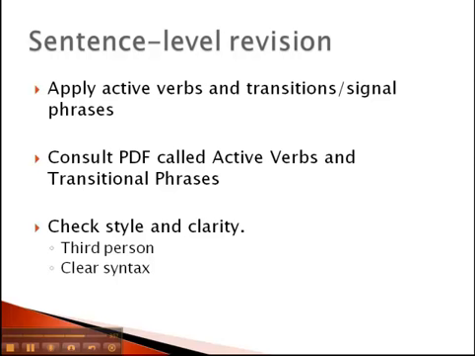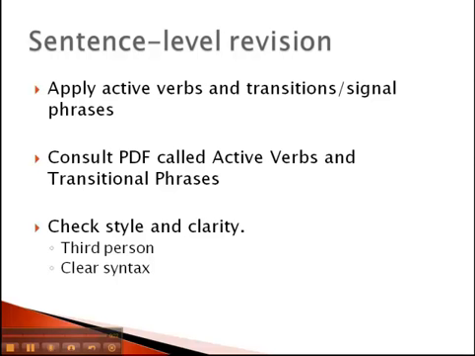There are several things you need to consider during the sentence level revision process. The first and most important are applying appropriate active verbs and transitions. You'll need to know the author or distributor of the article so that you can attribute ideas to that person or organization. If the article is written by Jane Know-It-All, then your transitions would include phrases like Know-It-All suggests, states, proposes, or discusses that, or according to Know-It-All. Consult the attached PDF called Active Verbs and Transitional Phrases. This handout will likely be helpful to you throughout the semester.